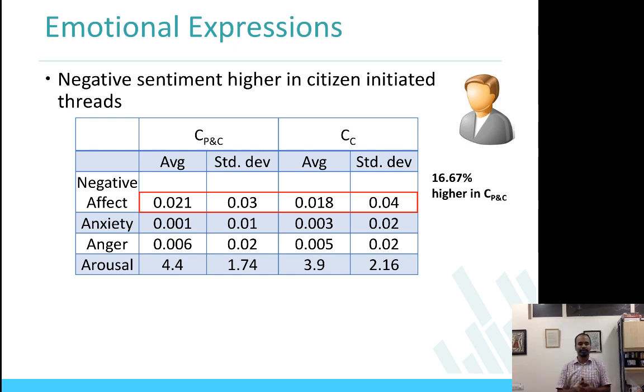The reason for this could be that the citizens are expressing their views about crimes and about things that are going on around them, even in some of the graphs that we've seen before, like neighborhood problems, and they want to express their views, so therefore the negative affect is higher.